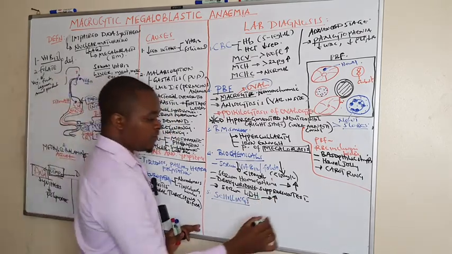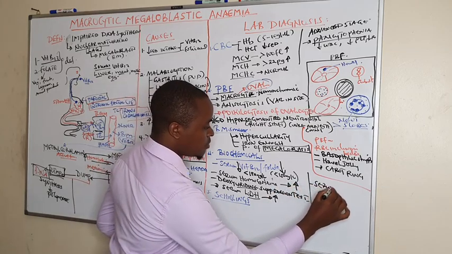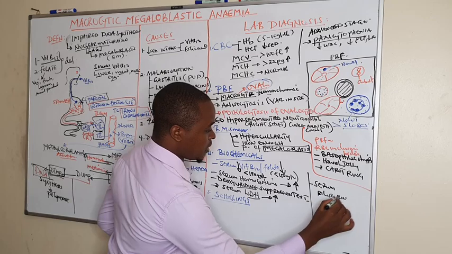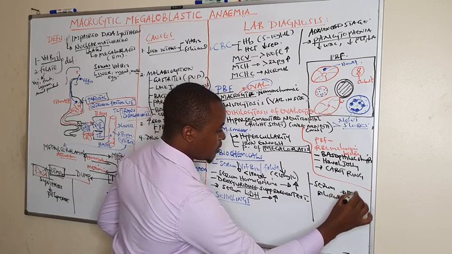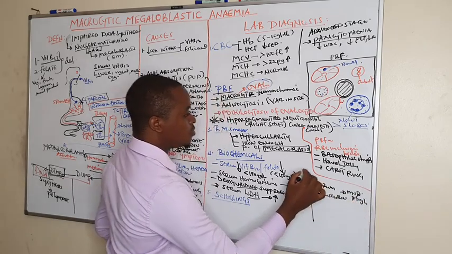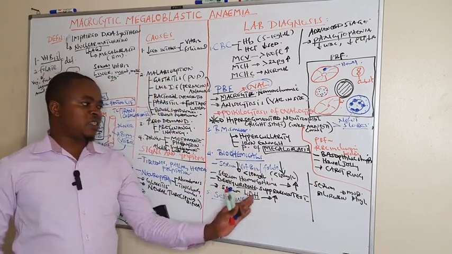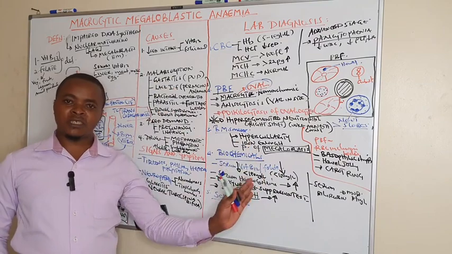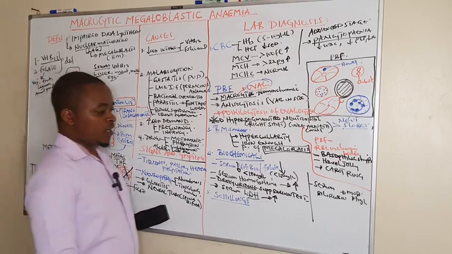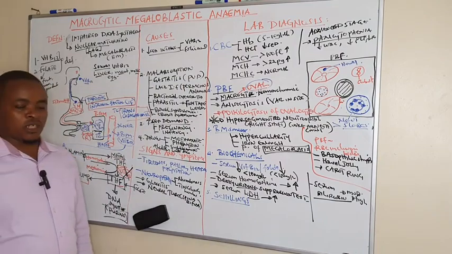And another thing we can do under biochemical tests is serum bilirubin. This serum bilirubin will be moderately high. Why is it moderately high? It's due to breakage of megaloblasts in the bone marrow. So this increased breakdown of megaloblastic cells results in moderate jaundice, which is characterized by hyperbilirubinemia. Those are also tests you can do.